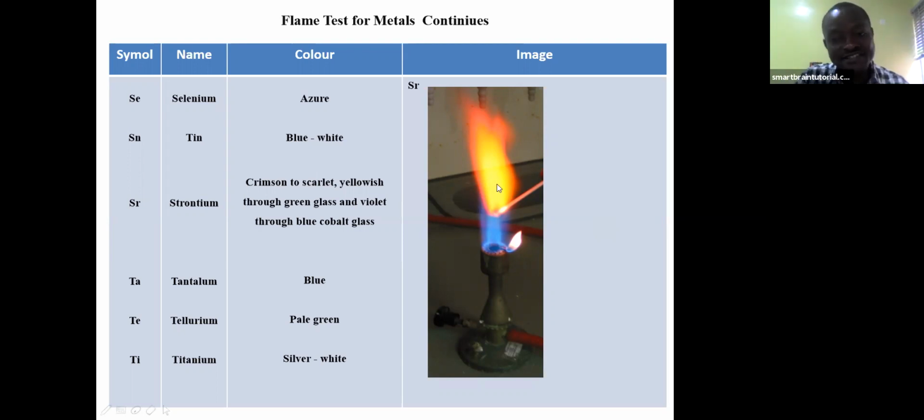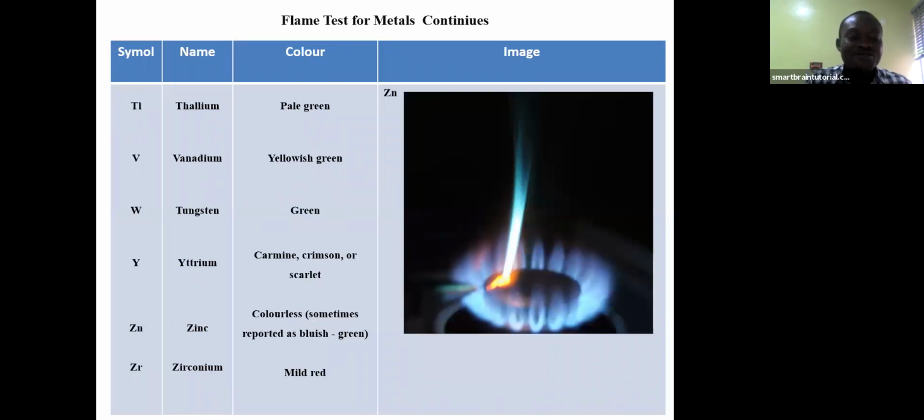In this place, it is not viewed through any color. Crimson can be a kind of bright, very bright yellow, which is when you are not viewing it through anything. It will now be yellowish if you view it through green glass. Okay, next we have thallium. Thallium is pale green.